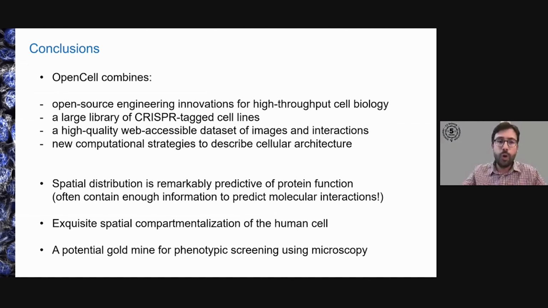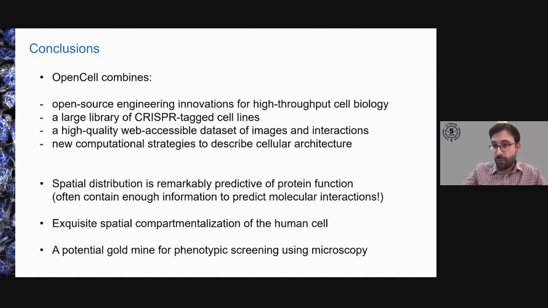I've shown you how OpenCell combines engineering innovation for high-throughput cell biology, which led to the development of a large library of CRISPR-tagged cell lines. We turned that into a fully open source and web-accessible data set, both of images and interactions. And I've shown you how we're using this data now to develop new computational strategies, including the development of new machine learning algorithms. One of the key take-home messages is that the spatial distribution of each protein seems to be remarkably predictive of their function.